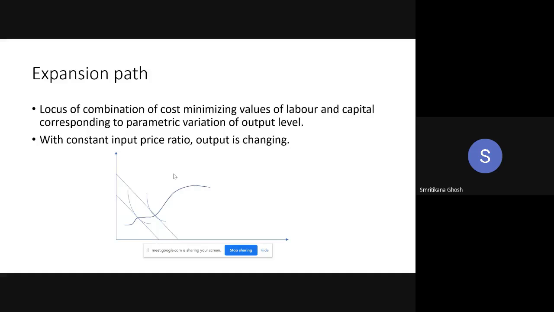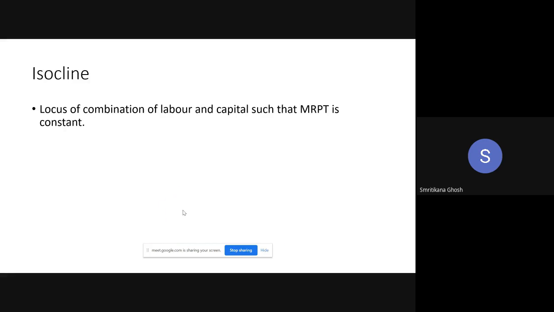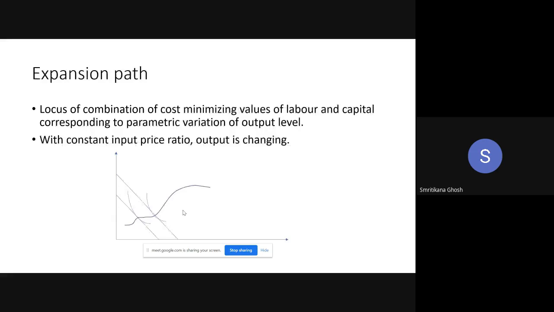Now here the iso cost lines are parallel to each other. That means W by R, that is the input price ratio, is constant. This is the precondition of the expansion path. So you have the expansion path, and again you have the isocline. I'm not going there. So you have iso cost lines which are parallel to each other, and corresponding to each of these iso costs, you have one equilibrium cost minimizing point. So joining all those, you are getting the expansion path.